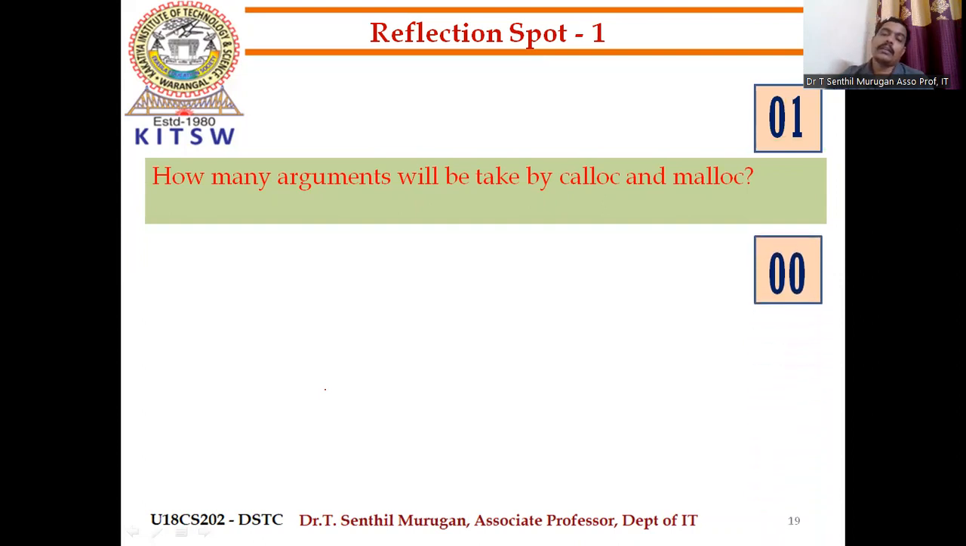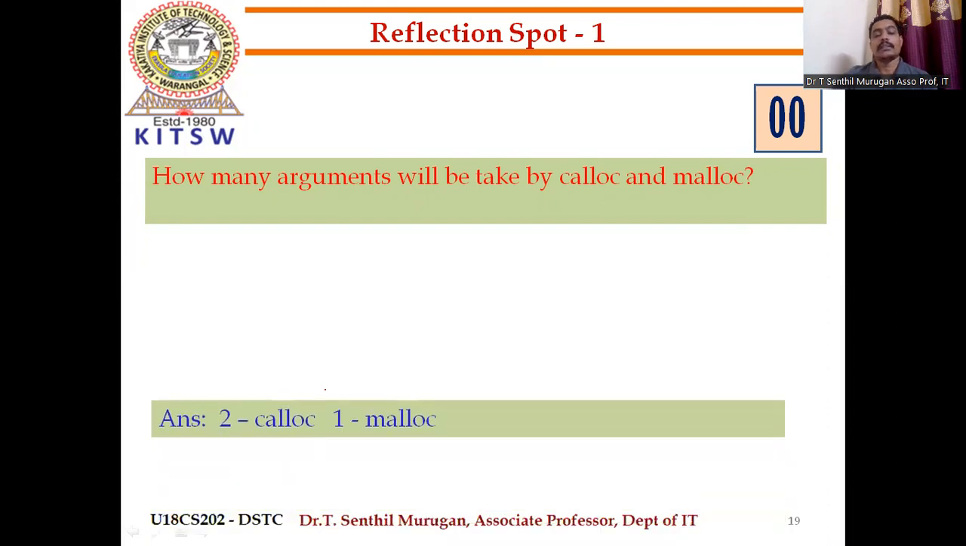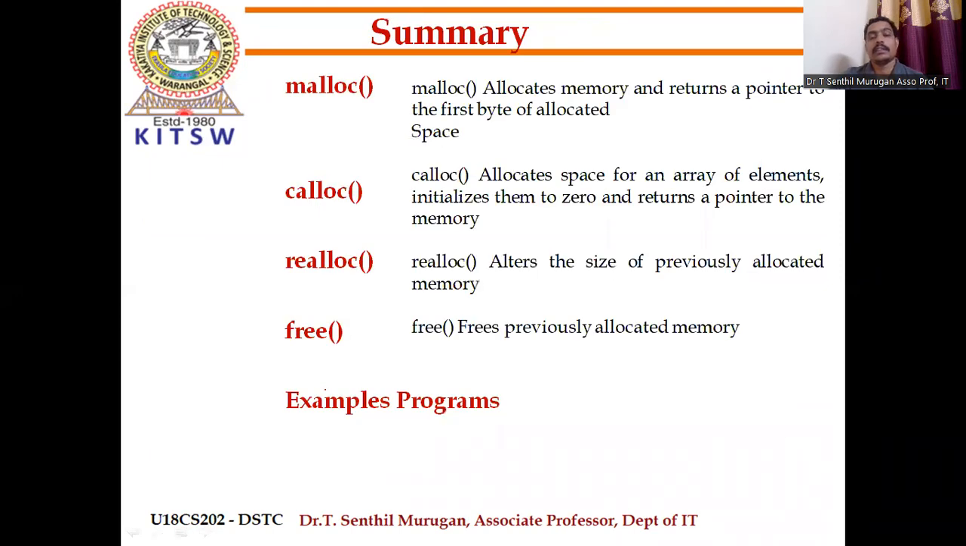I hope you have written the answer. If your answer is correct, then you can proceed further. Otherwise, you will go back and watch the video once again, then try to answer it. Okay. The answer is 2 arguments are required for the calloc function. Only one argument is required for the malloc function. If you wrote it correctly, congratulations.